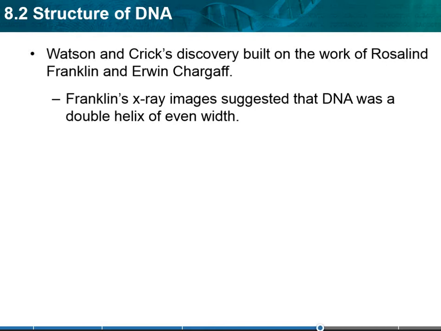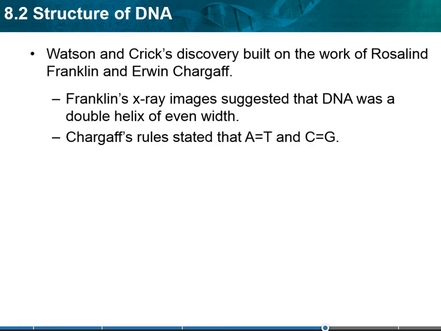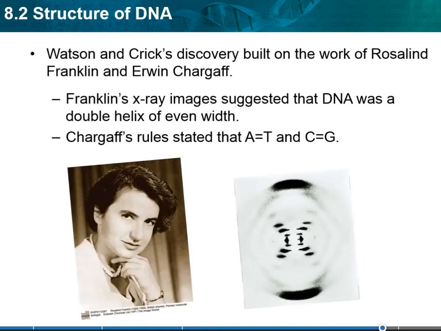What they ended up getting from Chargaff was his research on how many nucleotides were in different organisms. He found that adenine was always in about the same amount as thymine, and cytosine was always about the same amount as guanine. So he came up with a rule that A equals T and C equals G. This idea is what we refer to now as base pairing. In that image right there is Rosalind Franklin and the picture that Watson and Crick had obtained.